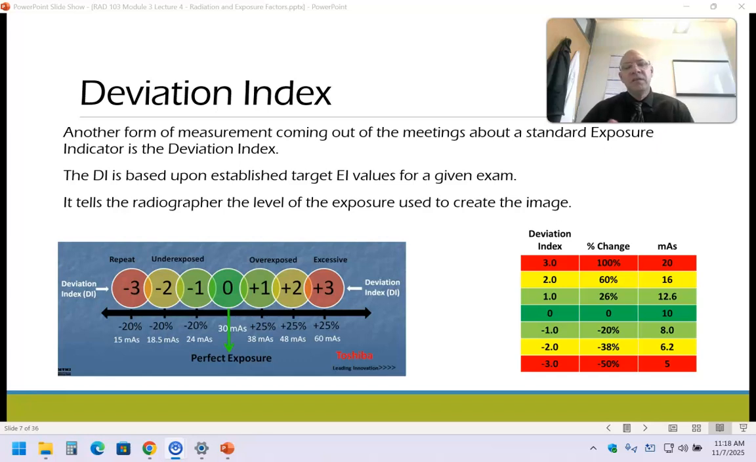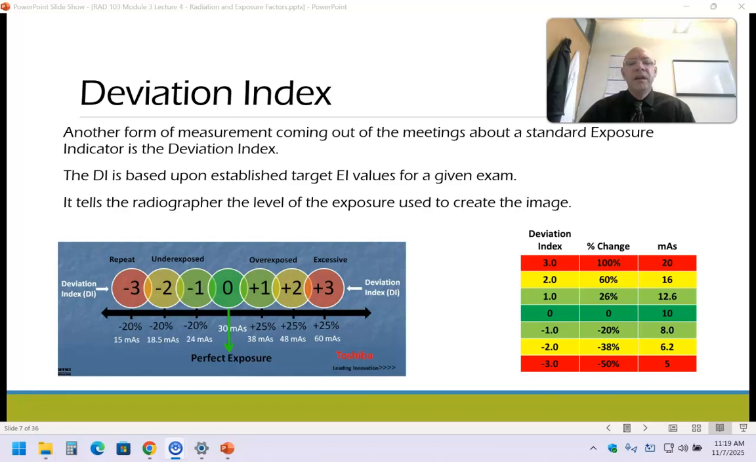So as you're getting into the pluses, +2 means that's a lot more exposure. It's another 25% on top of that. So you're using more technique than you really need. And if you're a +3, that's excessive. Now you've doubled the amount of mAs than you needed. You really need to make an adjustment to your technique, or change what is popping up on your computer when you decide to do that type of exam.